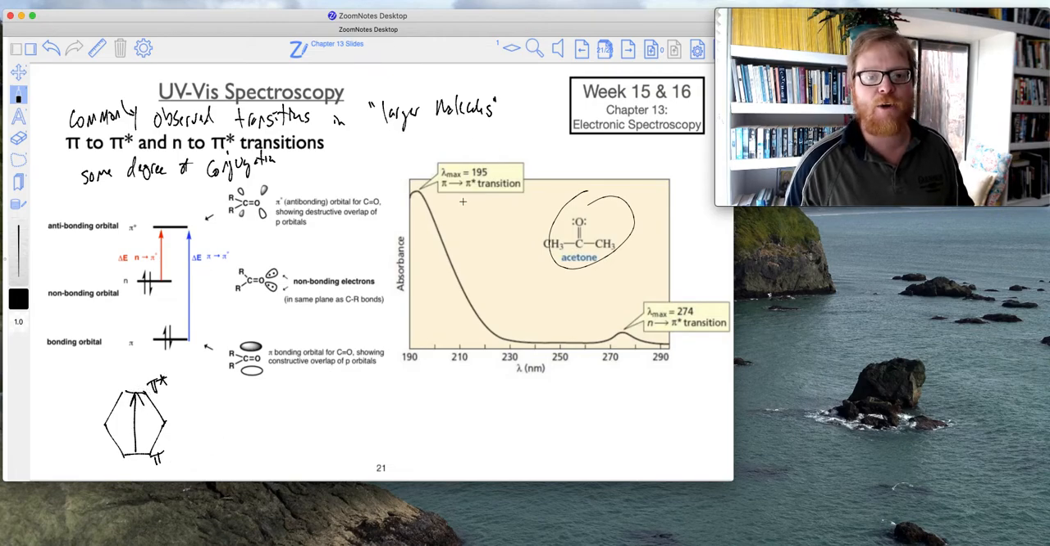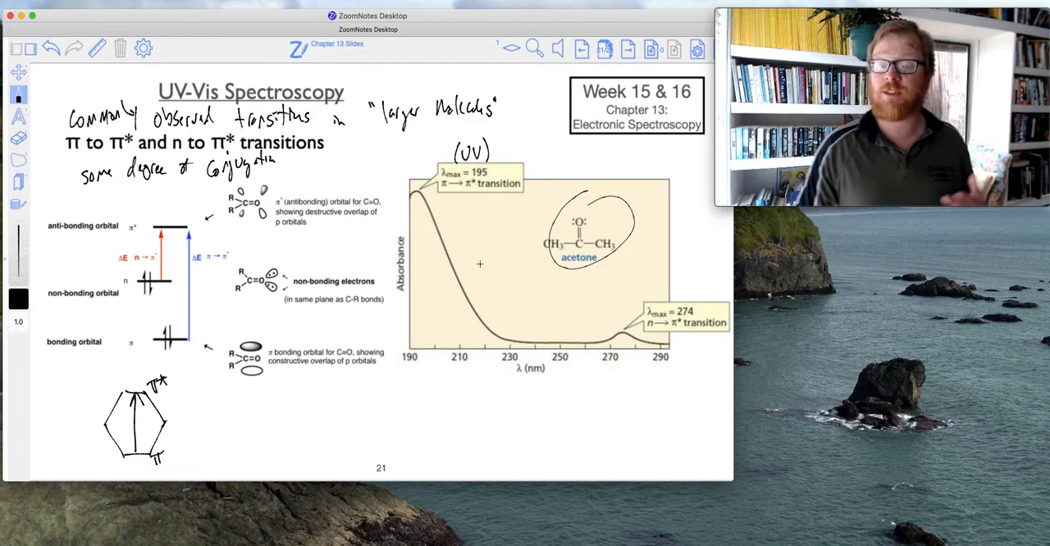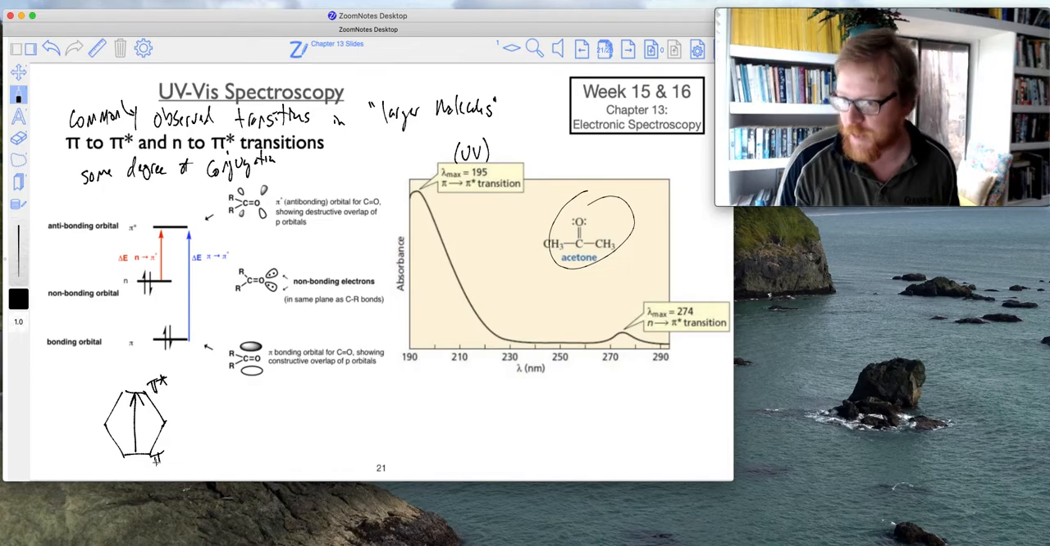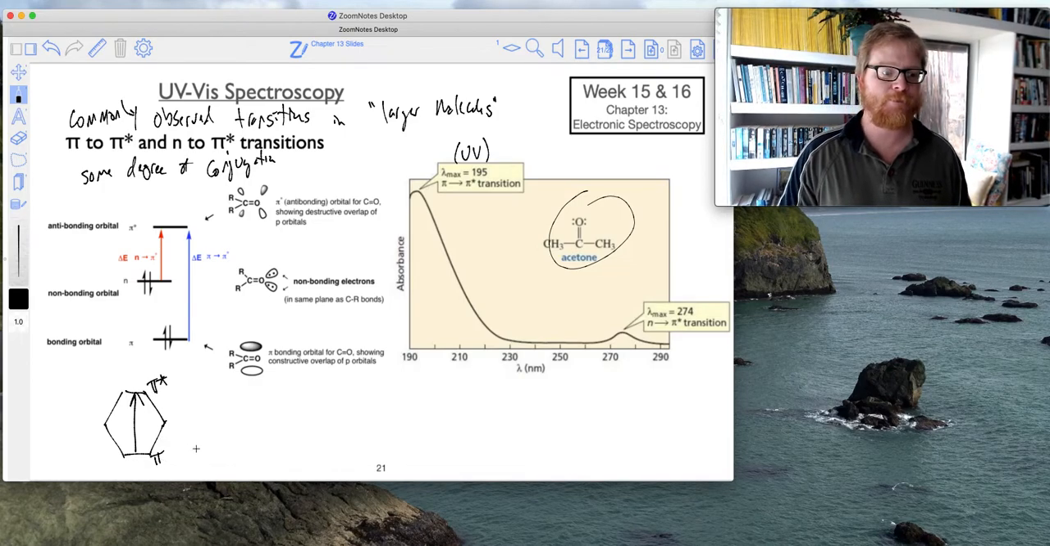And typically that occurs way down in the UV, okay? So pi to pi star is almost always UV. And you can see for acetone, that occurs at 195 nanometers. So that's a very high energy transition, which makes sense when you think about these MO diagrams, right?